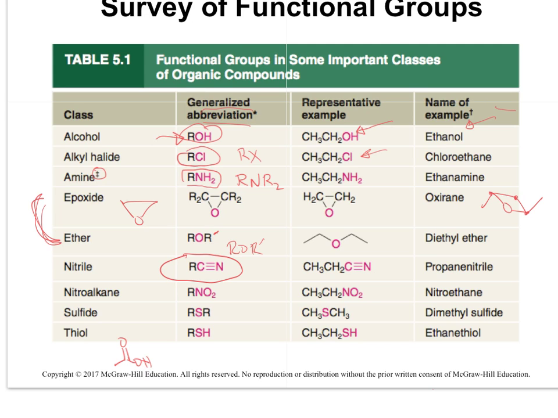Then we have nitro, because that's a nitro group. We have nitroalkanes. We have a sulfide, and please notice, this is an ether. This is a sulfide. Sulfide is RSR, and once again, the R's do not have to be the same thing. Another example of a sulfide could be this. Okay, that's an example of a sulfide.